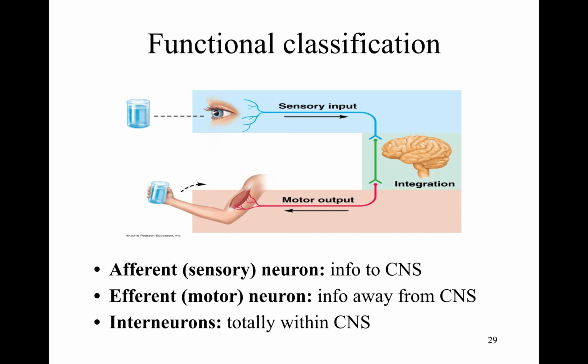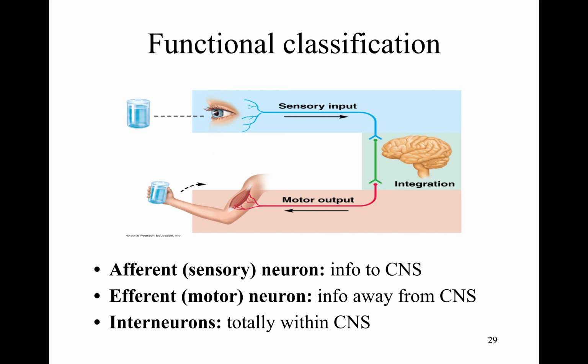Efferent or motor neurons are carrying impulses away from the central nervous system. They're carrying that information from the central nervous system to those effector organs, our muscles and our glands. So our motor or efferent neurons are always carrying motor output away from the central nervous system and towards our effector organs.